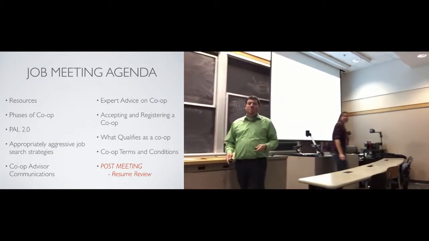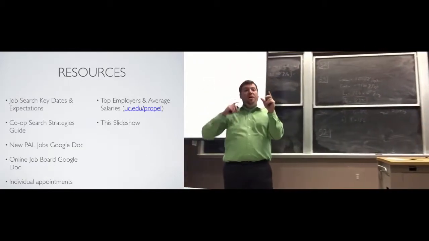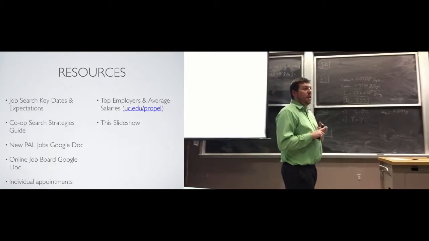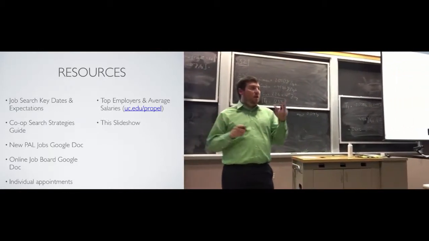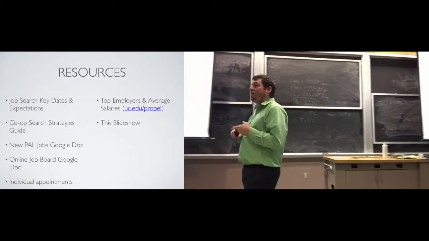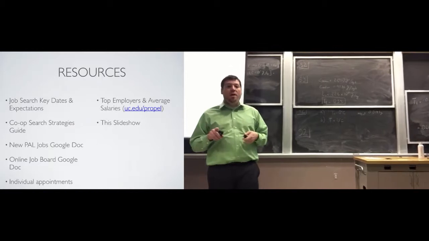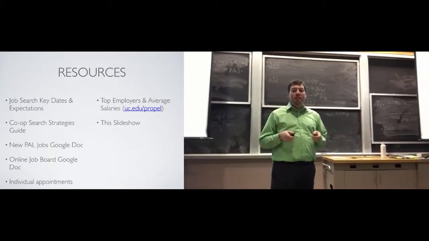Cool. All right, so some resources that you need to have. There is a job search key dates and expectations document that I emailed to you. I was going to have it as a handout. I forgot it. My bad. But it's been emailed to you. Make sure you pay attention to that. It has all the dates that you need to know for the job search timeline and expectations of you as a co-op student. You are expected to know everything that's in that document.